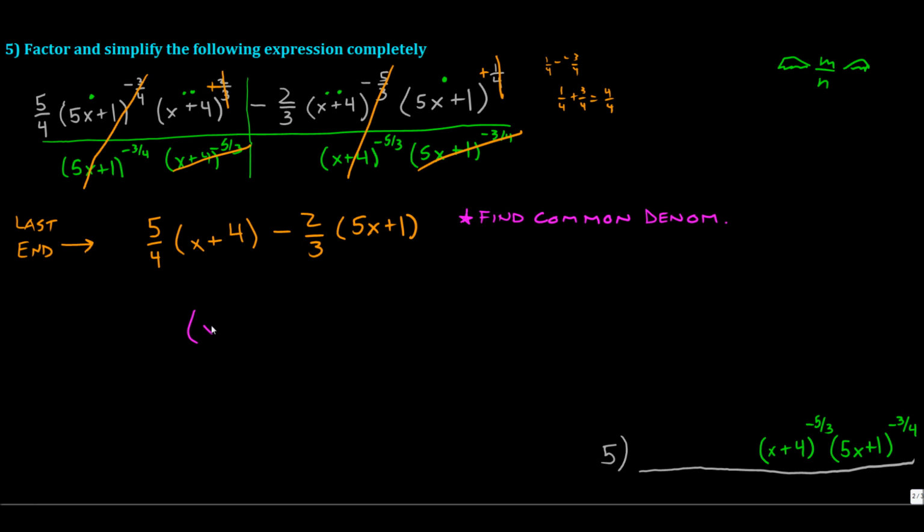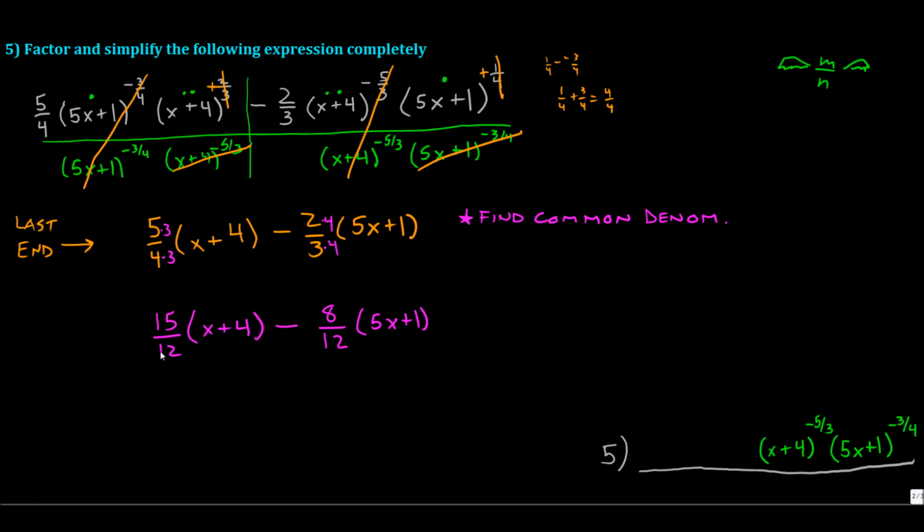Well, the x plus 4 and the 5x plus 1, those guys aren't going to change at all. The minus sign in the middle of them isn't going to change at all. But this guy is. 5 over 4, if I multiply up and down by 3, I'm going to get 15 over 12. If I multiply up and down by 4, I'm going to get 8 over 12. Now, how did I help myself? Not much, but bear with me.